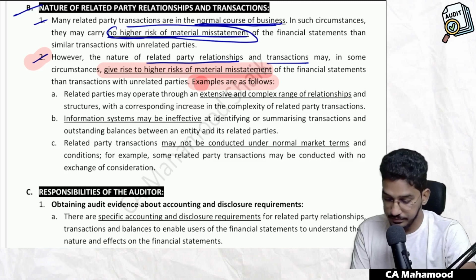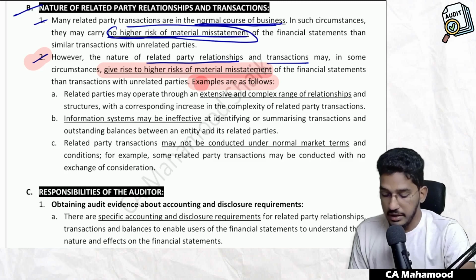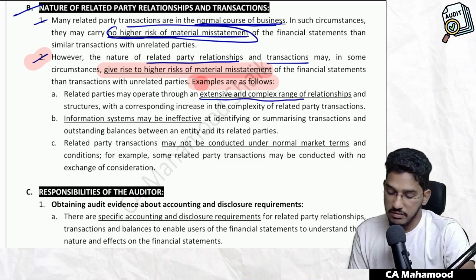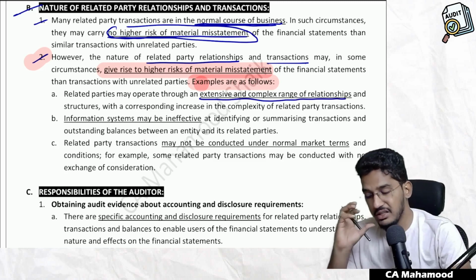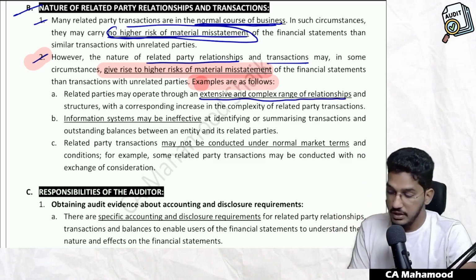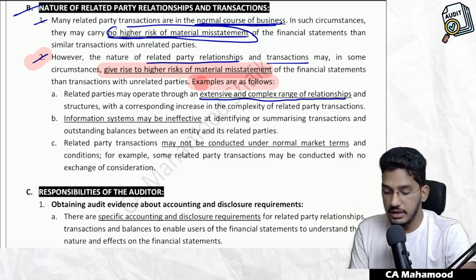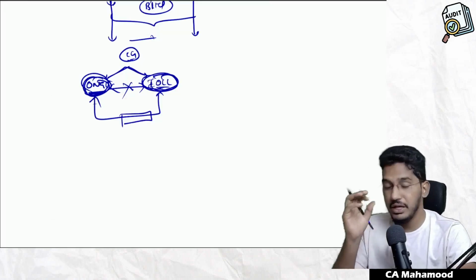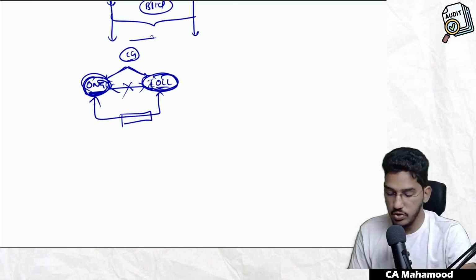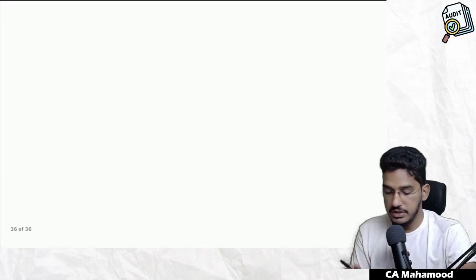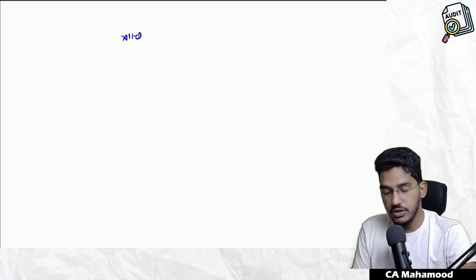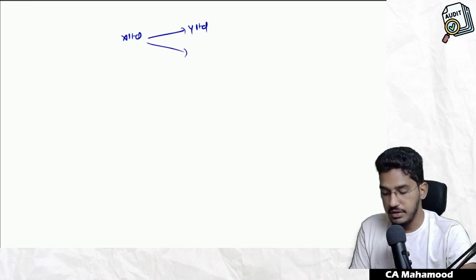Let us read it. Number one, related parties may operate through an extensive and complex range of relationships and structures, with a corresponding increase in related party transactions. That means when you find that the related parties are operating through a very complex chain of relationship. Sir, what do you mean by complex chain of relationship? Let me put it this way. Assume you are conducting audit of X Limited. If your client has Y Limited, one related party, a subsidiary, and Z Limited, an associate entity, a related party.